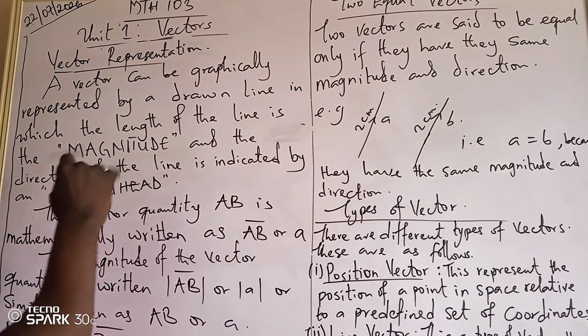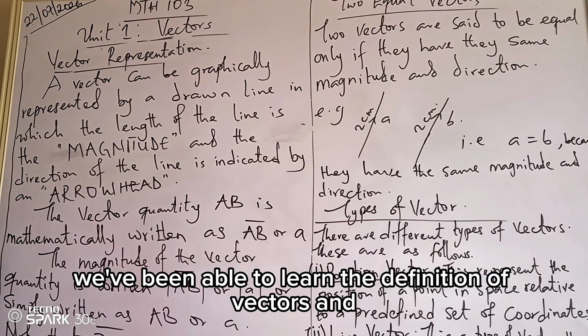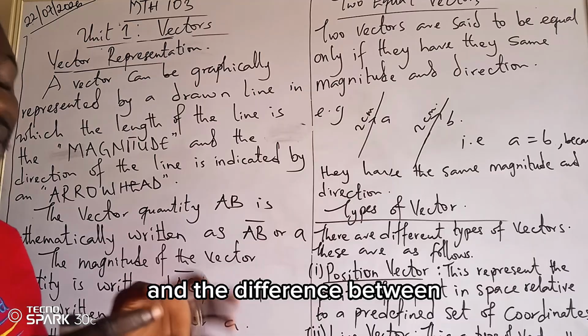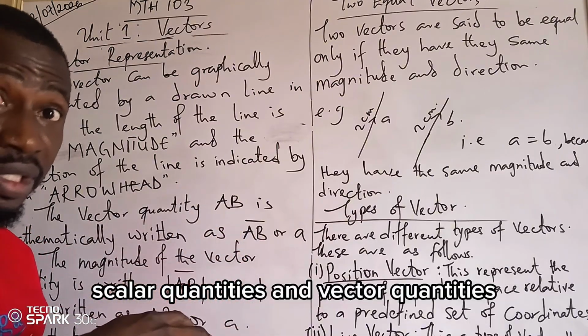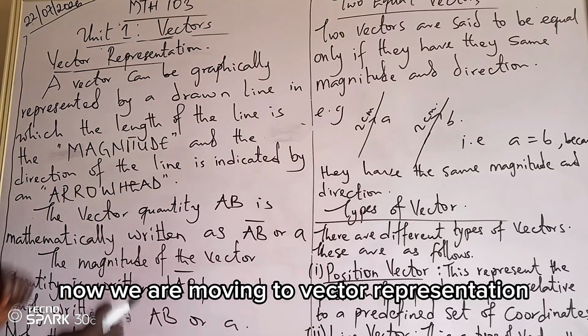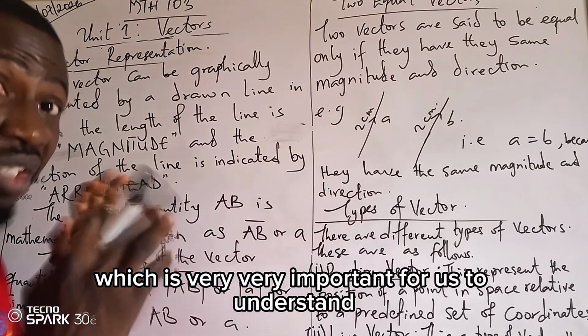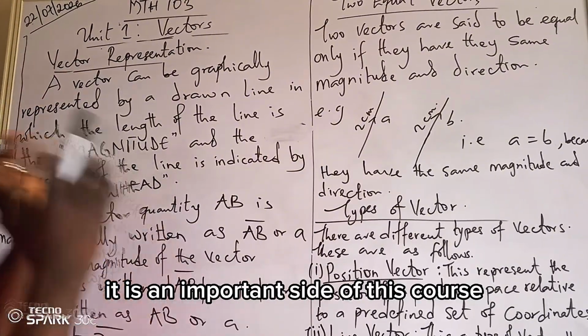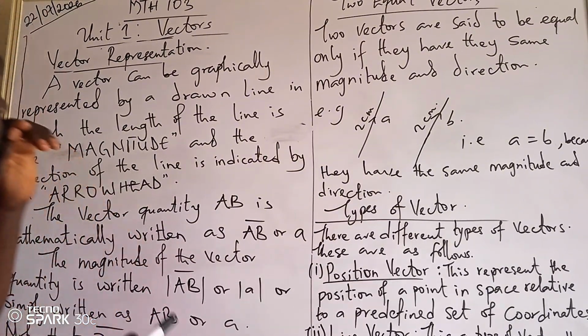Now, formally we've been able to learn the definition of vectors and the difference between scalar quantities and vector quantities. Now, we are moving to vector representation, which is very important for us to understand. It is an important side of this course.